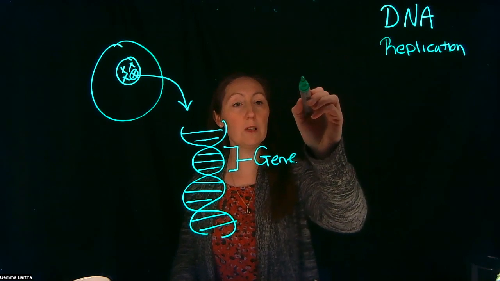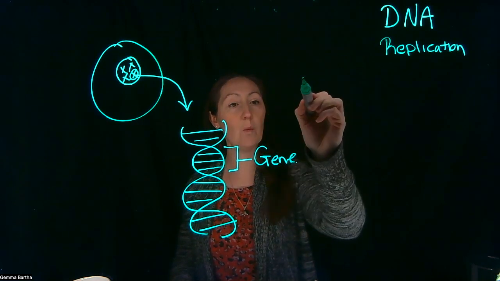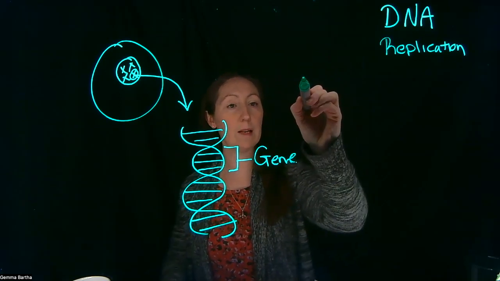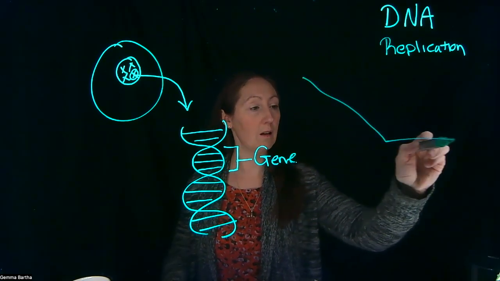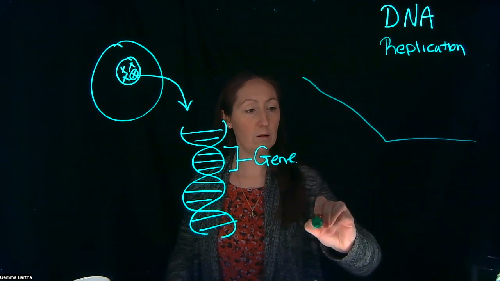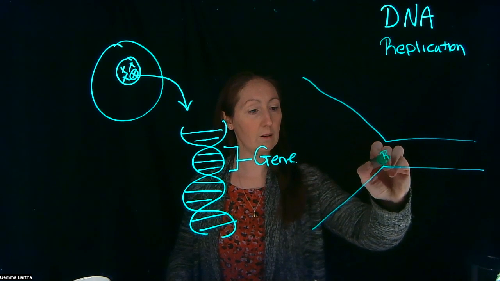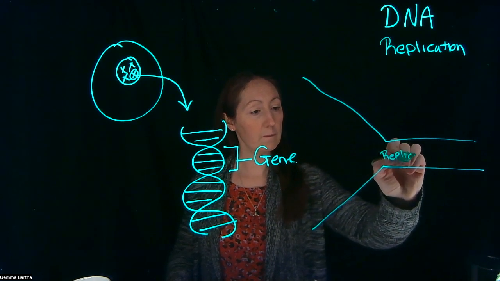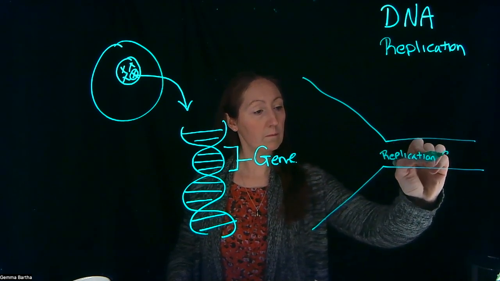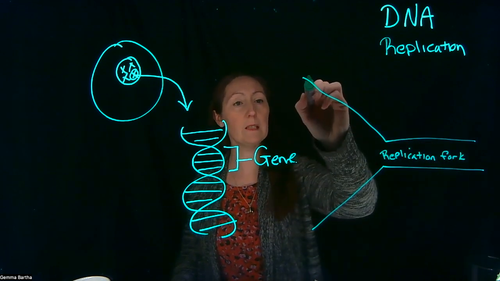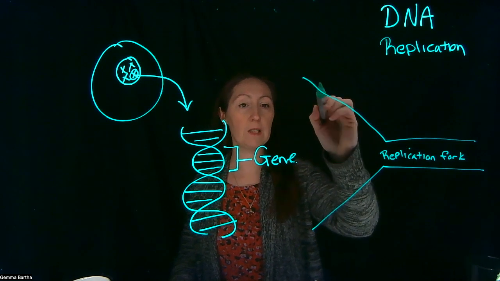What I'm going to draw is the DNA unwound, and we're going to have it open, and I'll explain why in a minute. So let me just draw what they call the fork here. So this is going to be our replication fork. And this is going to be the sugar phosphate backbone.